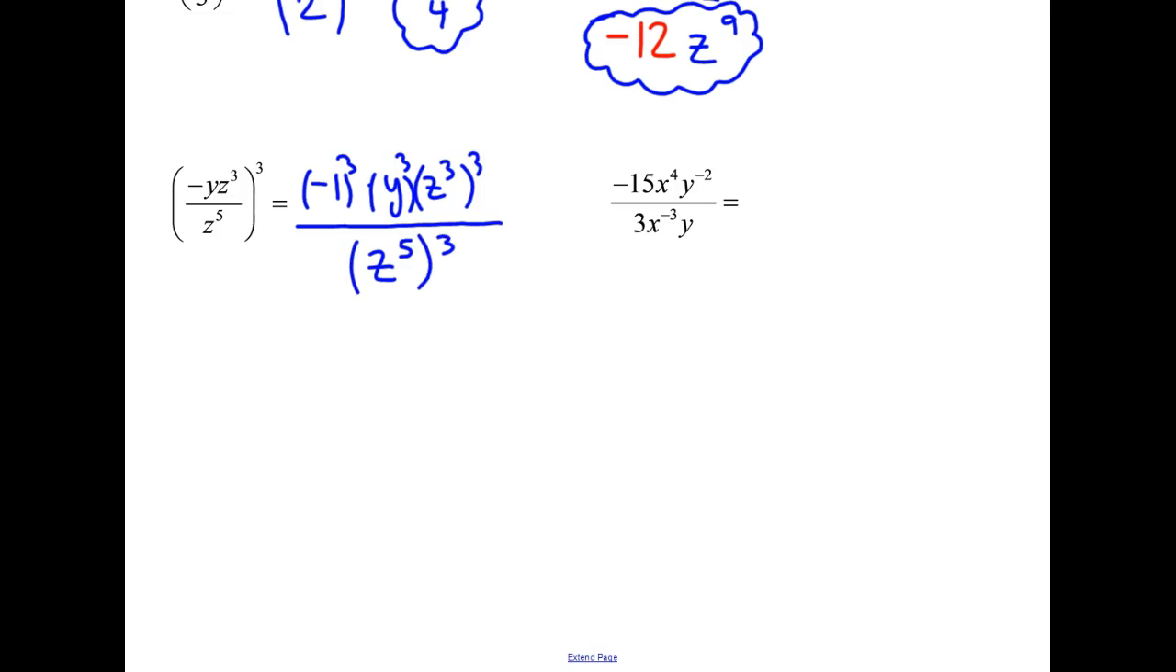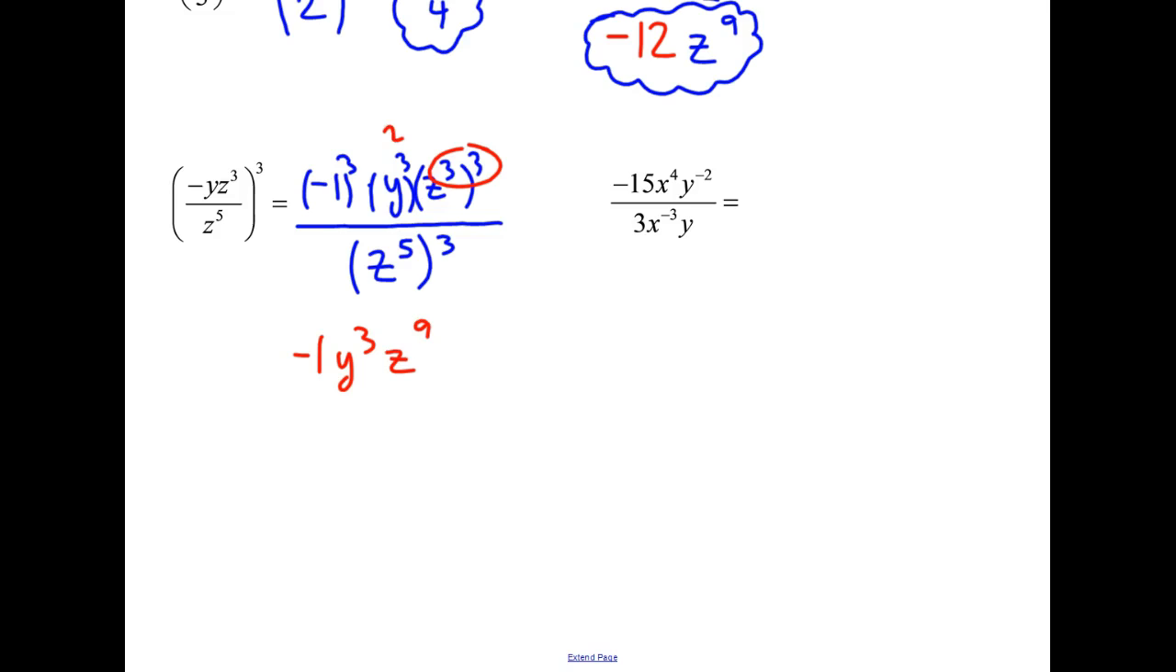So if we have a power to a power, this is where we have to multiply the exponents. So let's clean this up here. Negative 1 to the third power is still negative 1. y to the third power. z to the third, this is what I'm talking about. We have that power to a power going on there. So if you have a power to a power, that's when you have to multiply your exponents. So that's going to be a total of z to the 9th.